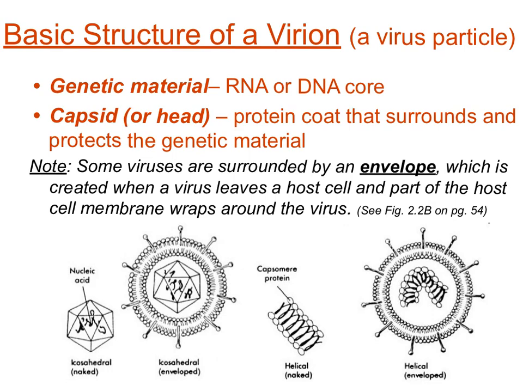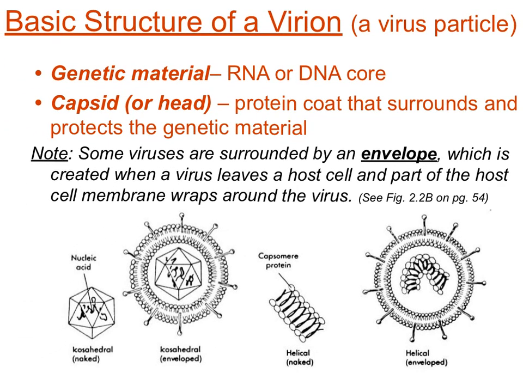So, a virus particle is known as a virion. And we need to know some basic structure. And there's basically two structures that all viruses have, and sometimes a third. So the first structure is genetic material. This genetic material can be RNA or DNA. It can be single-stranded or double-stranded.